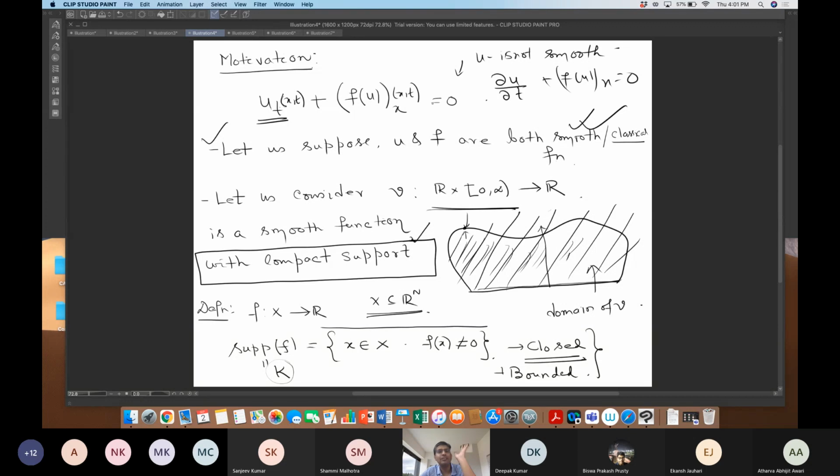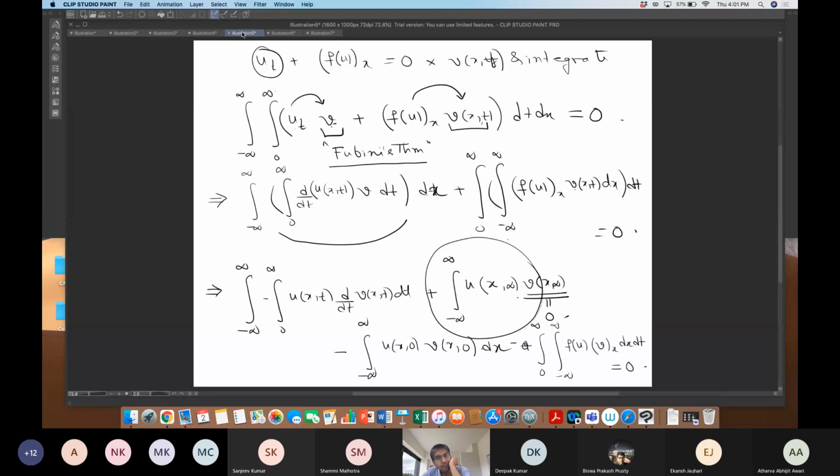Now let us suppose u is a smooth solution. Then u_t at (x,t) and f(u)_x at (x,t) make sense. Makes sense or not? Yes, sir. Now what I did was multiply this equation with a function v(x,t) which has compact support, and integrate. That makes sense. Now v is also smooth, u is also smooth, everything is smooth here. So I can use integration by parts. Yes or no? Yes, sir.